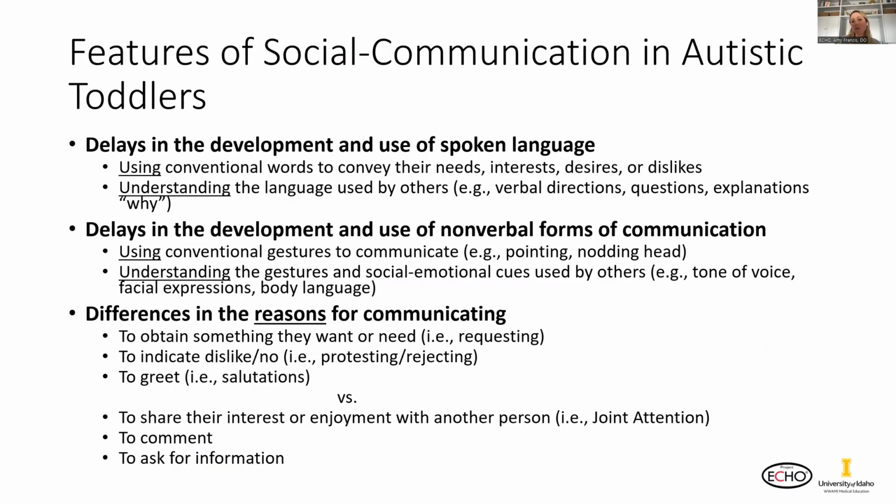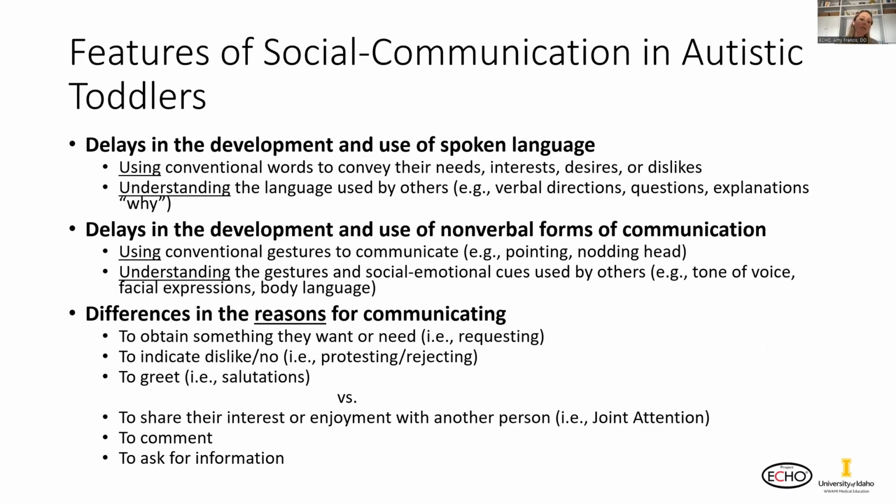So what are some features of social communication in autistic toddlers? Certainly they have delays in development and use of spoken language. This is in the area of using conventional words to convey needs, interests, desires, or dislikes. And they have challenges in understanding the language used by others. That could be facial expressions, gestures, verbal directions. They also have delays in development and use of nonverbal forms. So conventional gestures like pointing, nodding their head, and understanding these gestures, like tone of voice, like I just mentioned.